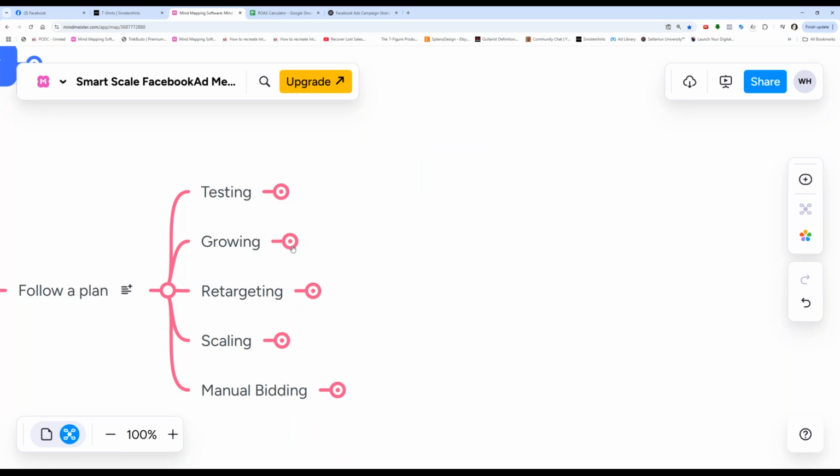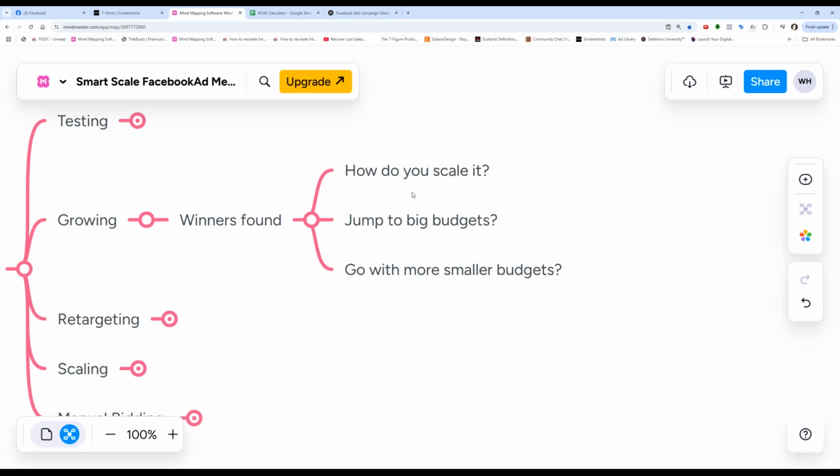Once you have that, you're going to go to the growing phase. That means you found some winners in the testing phase. Now, how do you scale it? Do you jump to big budgets? Do you go with smaller budgets? Spoiler alert, don't jump to big budgets ever right away. There's no need. In fact, I've tried so much in the past to push a big budget right away, and it never works. It's got to start small, which is good because we're human and we want to start small, make sure it's working.